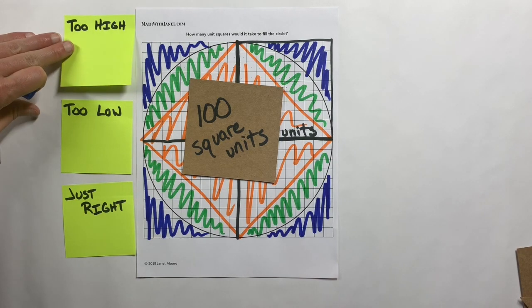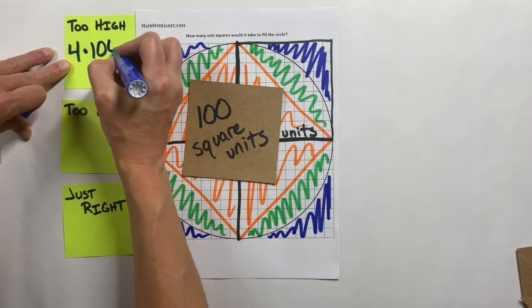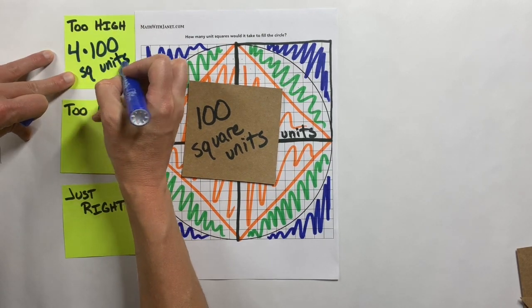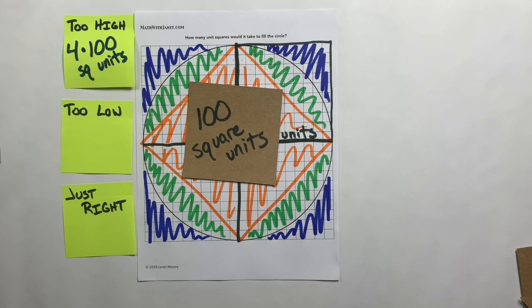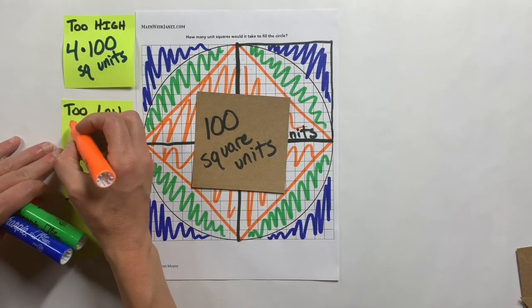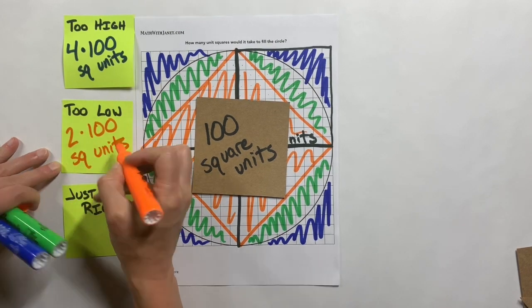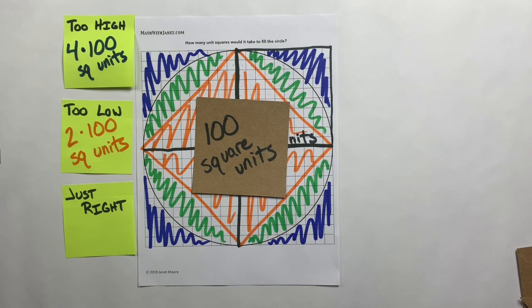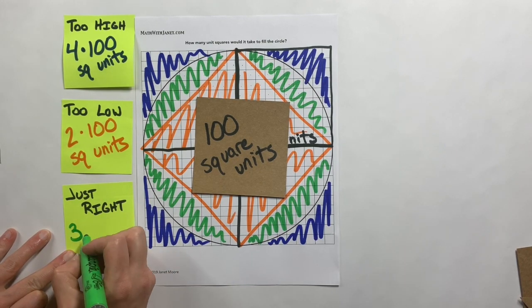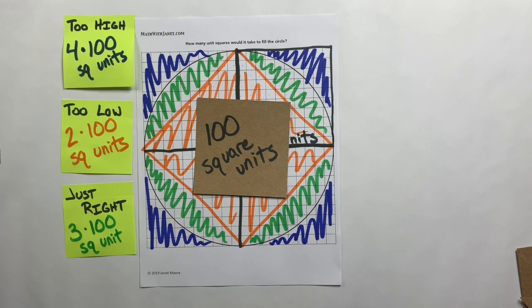So this time our too high estimate is 4, but it's not 4 square units. It's 4 of the 100 square unit blocks. Our too low estimate, again, is 2 of these blocks. And so our just right Goldilocks estimate is about 3, but again, not 3 square units, 3 blocks, 3 groups of our 100 square unit section.